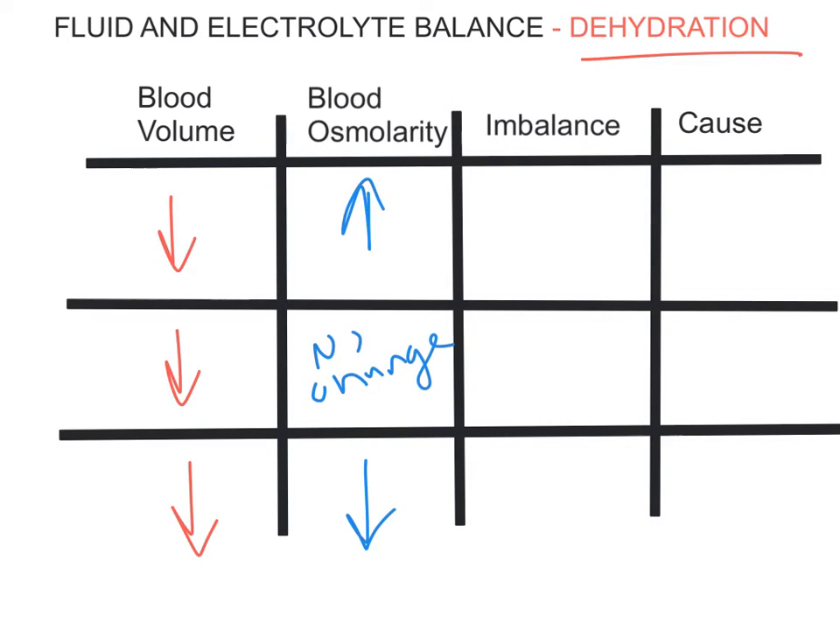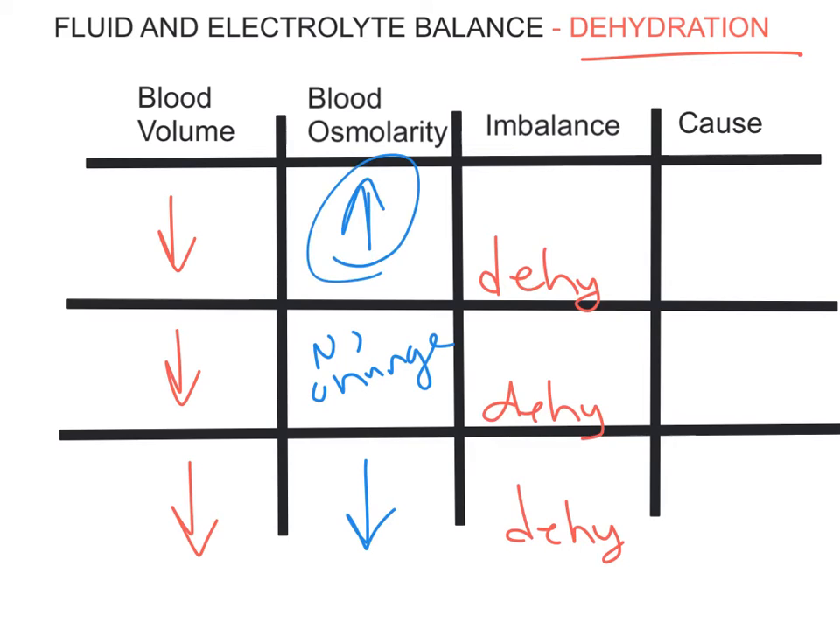Okay. The imbalance, naming it as we did before, if it is dehydration, it's going to be dehydration, dehydration, dehydration, and the name only changes because of the osmolarity. Because blood osmolarity went up, this would be hyperosmotic dehydration. No change would be isoosmotic, and a decrease would be hypoosmotic dehydration.